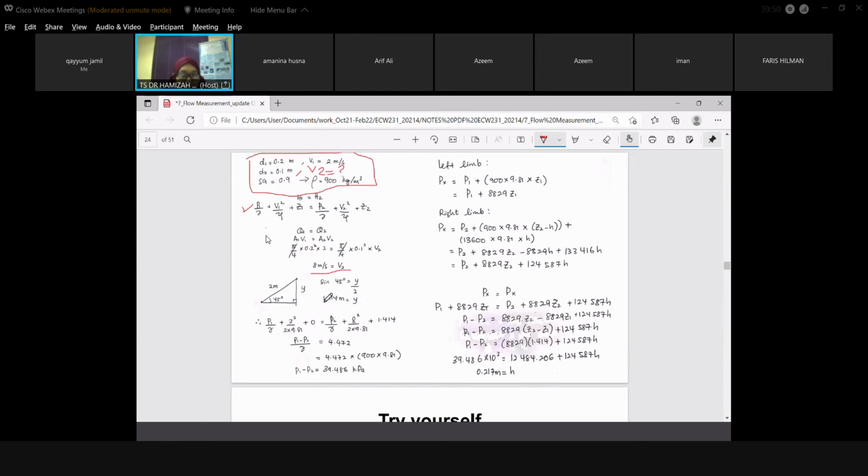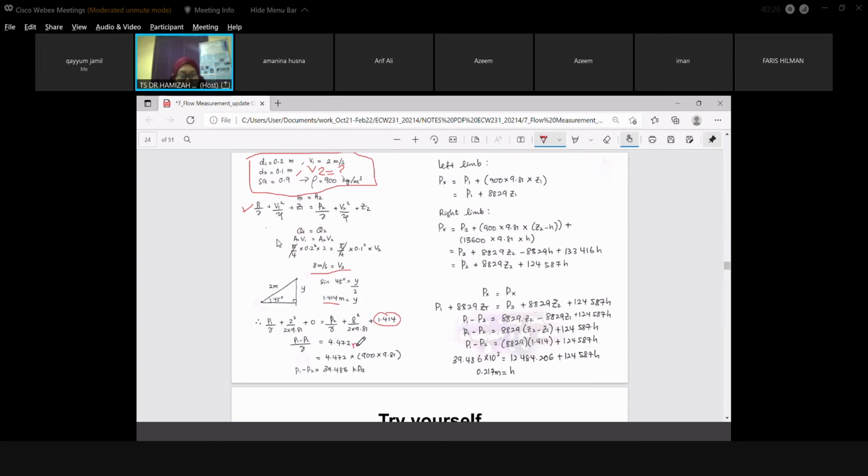This one as I mentioned tadi, you kena cari nilai Z2. We are using sin 45, y over 2, Y is the Z2 elevation. Okay, finally, we can measure the difference between pressure 1 and pressure 2.